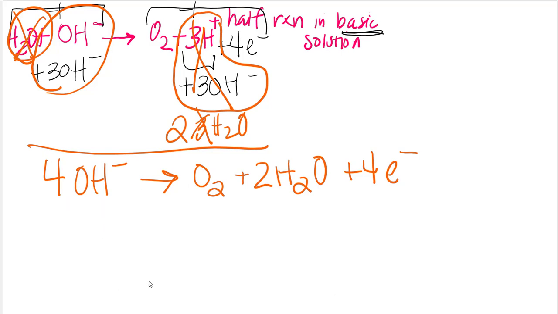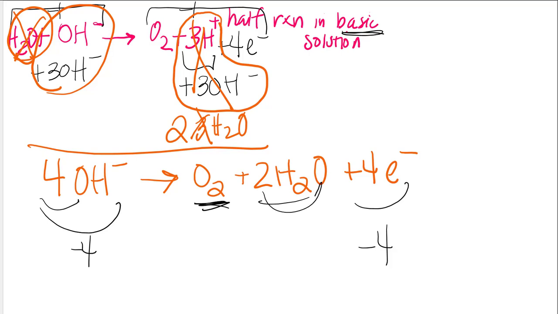So I have on the left-hand side -4 charge, 4 hydroxides. Each hydroxide is a -1 charge. And I have 4 electrons, and both of these are neutral. So -4 and -4. We're good there. I have 4 O's on the left, and I have 1, 2, 3, 4 O's on the right. And I have 4 H's on the left and 4 H's on the right. There we go.